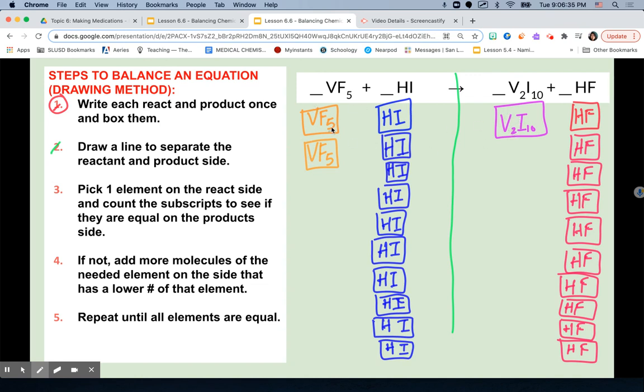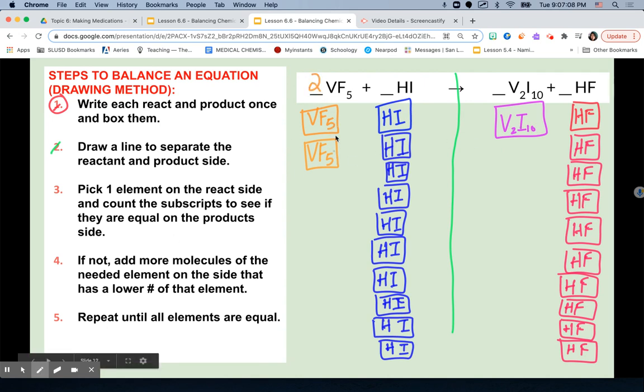So if I double check everything, 2 V's here, 2 V's here from the subscript. 5 plus 5 is 10 for F. 10 F's here. 10 H's here. 10 H's on the product side. 10 I's on the reactant side, and 10 I's on the product side. So how many of each did I use?